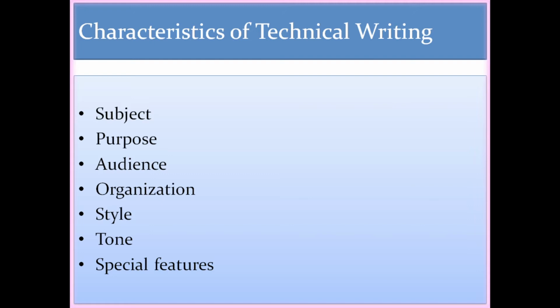Characteristics of technical writing. Characteristics are, you can say, features of technical writing. These are different features. First one is subject, second is purpose, third is audience, number 4 is organization, next is style, and then tone. The last one is special features.